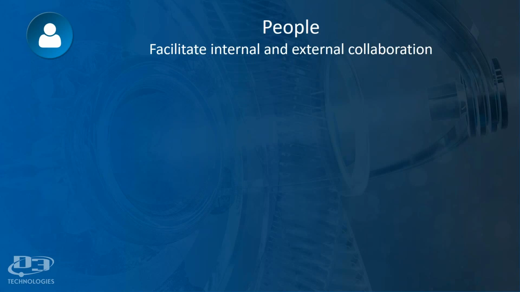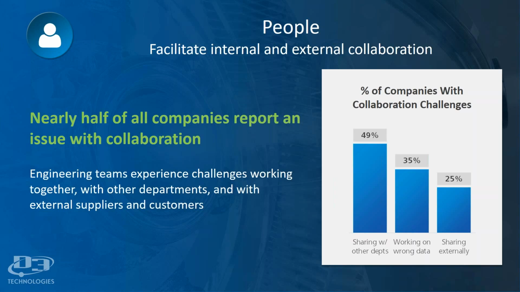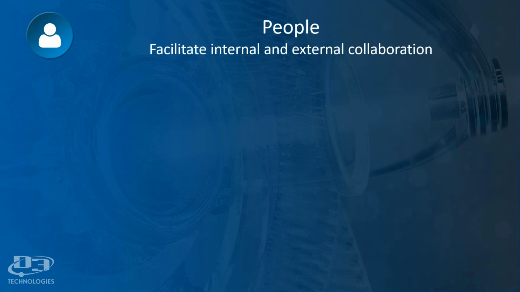Collaboration is an essential part of the development process, but nearly half of all companies surveyed by Tech Clarity said it was a significant challenge. There are collaboration issues internal to the engineering teams, such as working on wrong or outdated data. But just as common are challenges with working with other departments inside the company as well as outside the company, such as customers or suppliers. So let's take a look at the primary sources of collaboration issues.